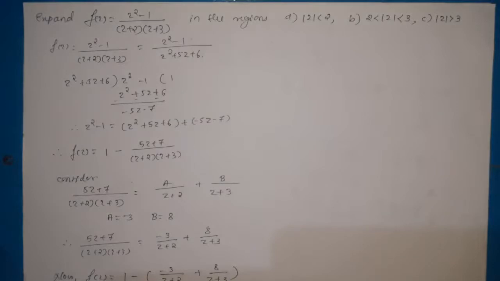So in this class let us discuss some more examples on the expansion of Laurent and Taylor series. The first example of this video is f of z equal to z square minus 1 divided by z plus 2 into z plus 3 in the regions mod z less than 2, 2 less than mod z less than 3, and mod z greater than 3.